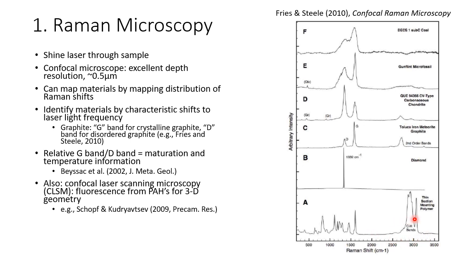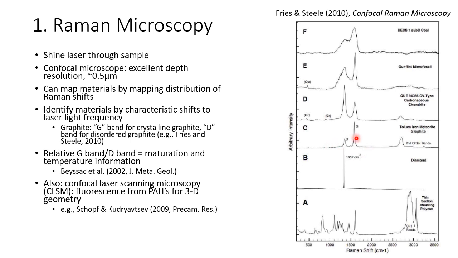So the polymer that you mount your materials with might have these characteristic CH stretching shifts, and graphite in your samples will have these characteristic G band and D band, as we call them. The G band is associated with nice crystalline, highly ordered graphite. The D band is associated with disorder in the graphite spectrum.